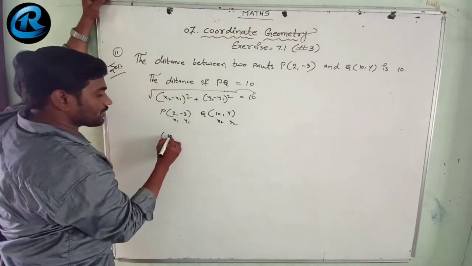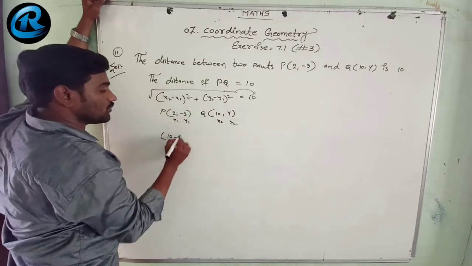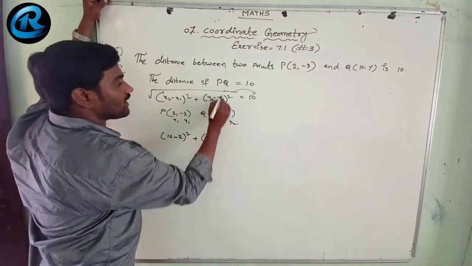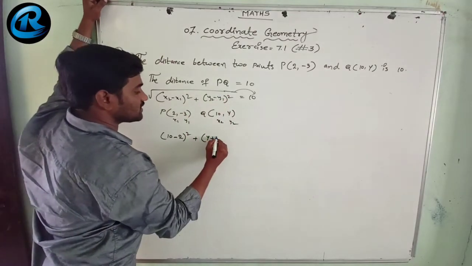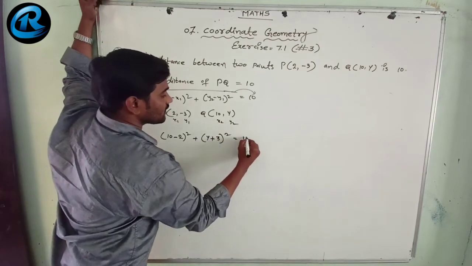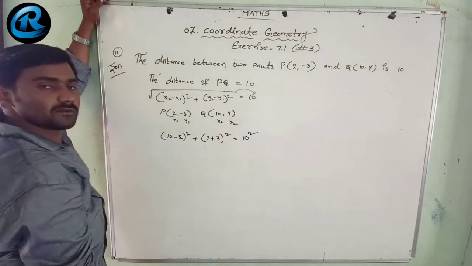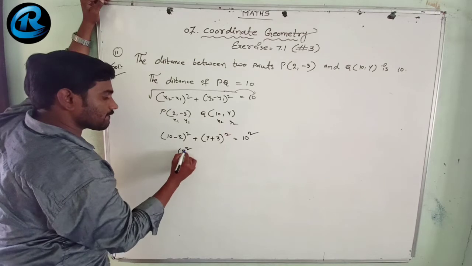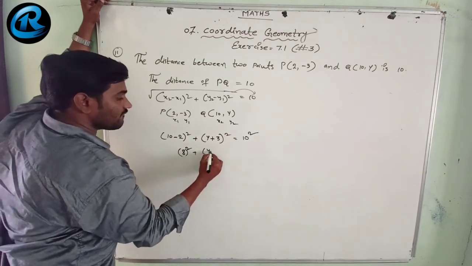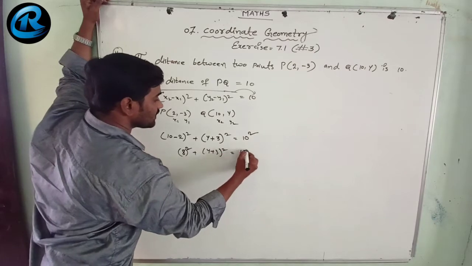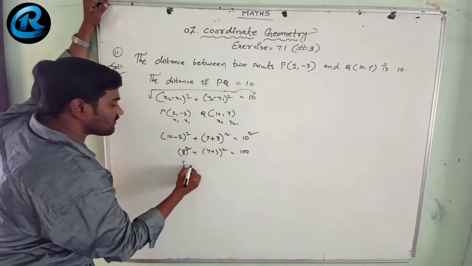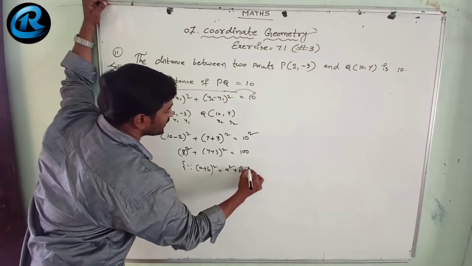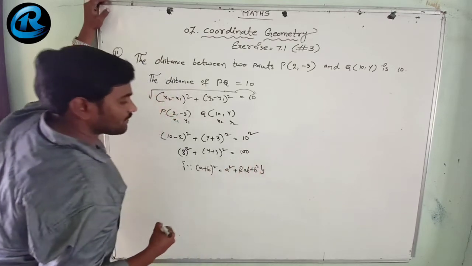x2 that is 10 minus x1 that is 2 whole square, plus y2 that is y minus y1 that is minus of minus 3, that is plus 3, whole square equal to 10 square. The square root becomes a square. Simple. Now 10 minus 2 is 8 square plus here (y plus 3) whole square equal to 10 square is 100. But it is in the form of (a plus b) whole square, that equals a square plus 2ab plus b square.